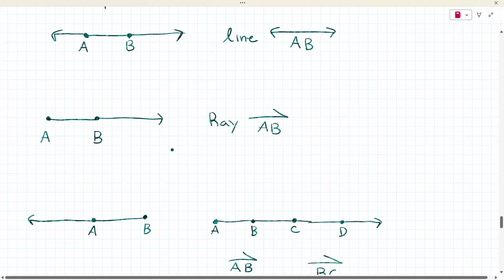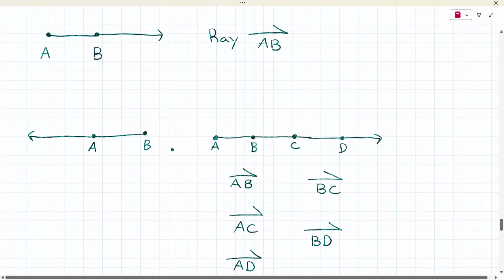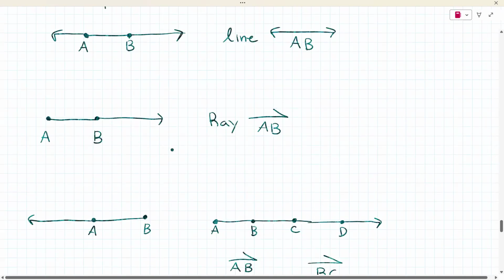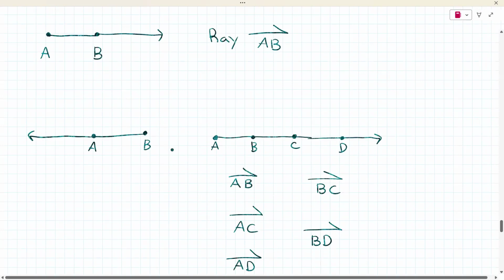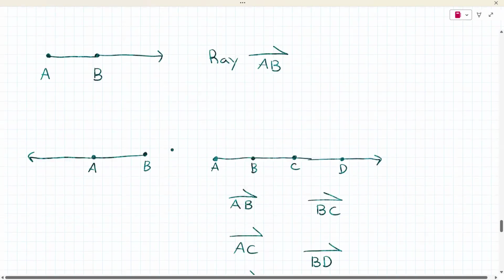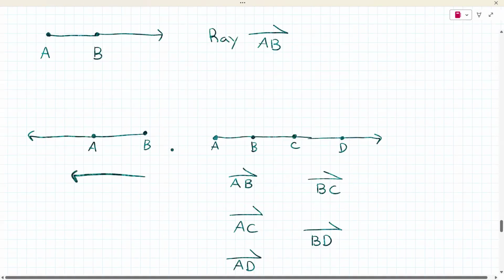Here this would be ray BA. So this is ray AB. You start at A and then it doesn't stop. It keeps on going to the right. And then this would be ray BA. You start at B and then it never stops. It never ends in the left direction.